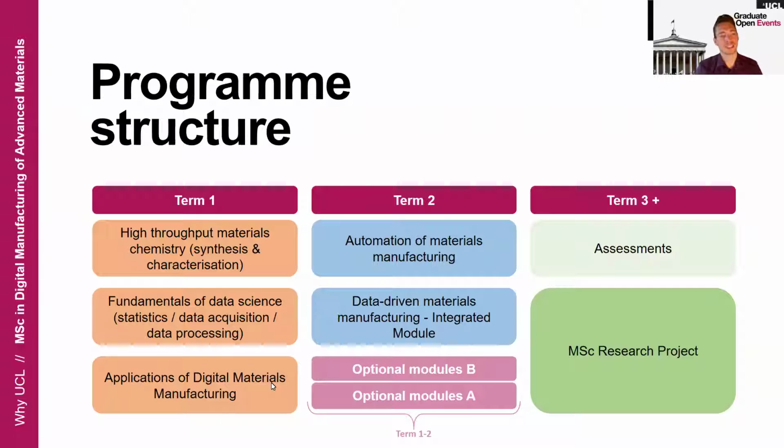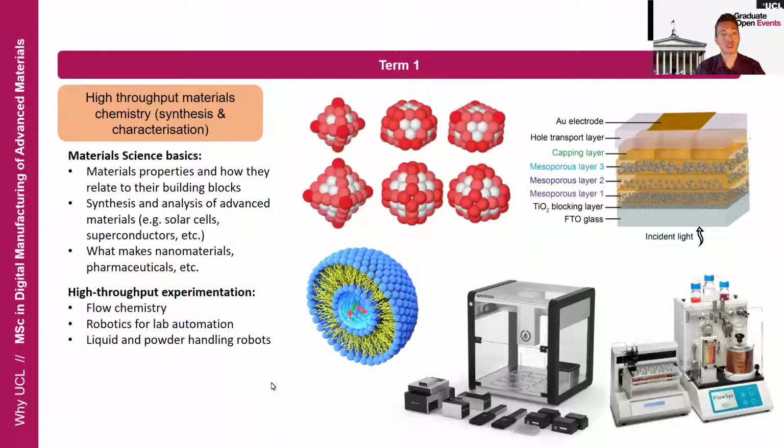In term 1, as I've said, is that term where we teach you the basics and the fundamentals to be able to start this journey. So term 1 starts with a module on high throughput materials chemistry, where we talk about the synthesis and characterization. That is the module I'm teaching myself, and we will speak about material properties, how they relate to the building blocks. We speak about the synthesis, the analysis, and of course the applications. Already mentioned things like solar cells and semiconductors.